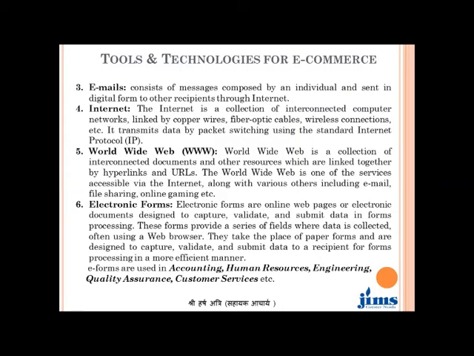Third is email, a very familiar technology. Email consists of messages composed by an individual and sent in digital form to other recipients through the internet. Then what is the internet? It is a collection of interconnected computer network links. Then the World Wide Web: different websites are interconnected with each other with hyperlinks and URLs. So if the information is not available in some website, the information will be fetched from another related website whose link is given. You all are very familiar with this.